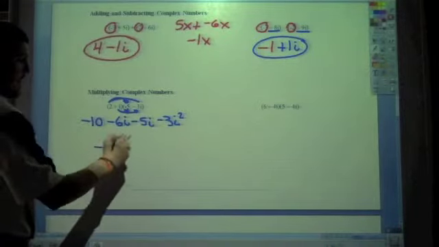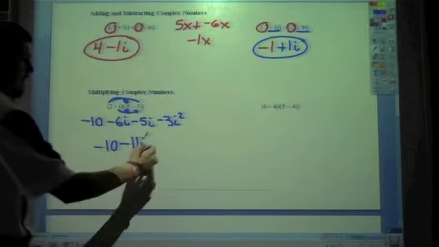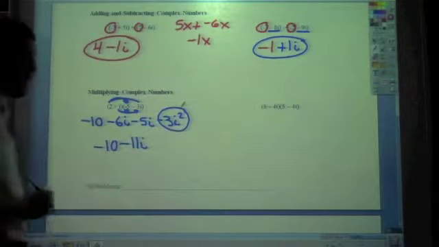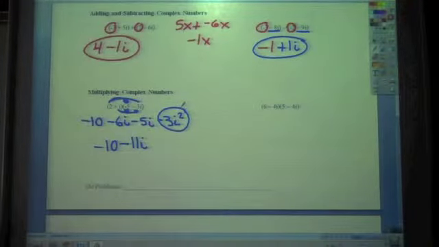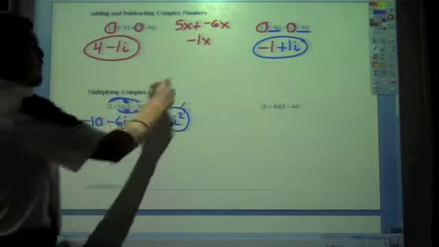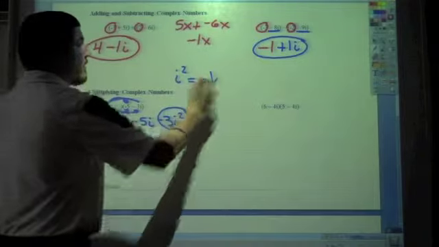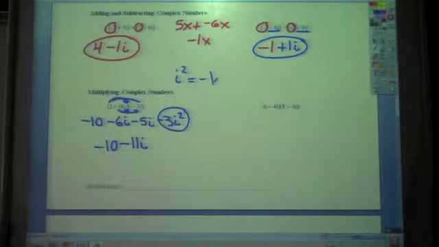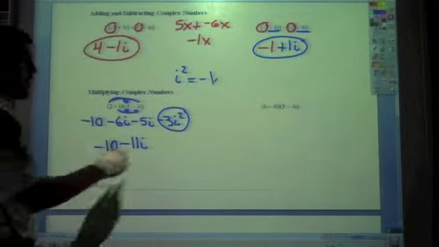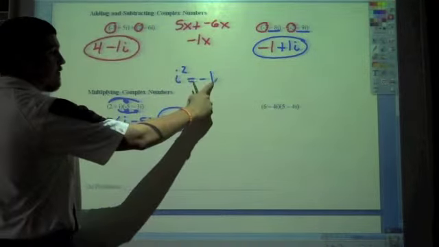Negative 10 minus 6i minus 5i is going to be negative 11i. And then negative 3i squared. If you remember back to your notes from yesterday, there was a part of the notes at the end yesterday where we said that i squared equals negative 1. And I said that you were going to need that information for today. This is where you need it. You have i squared right here. i squared equals negative 1.